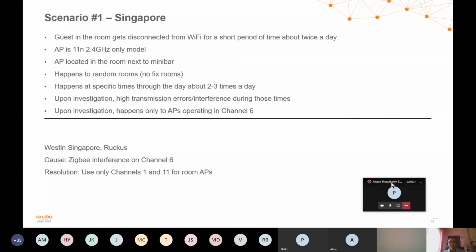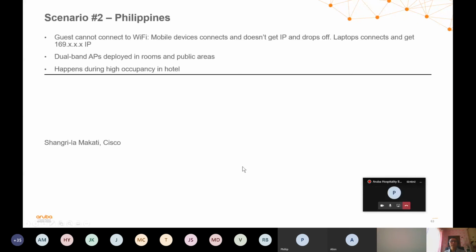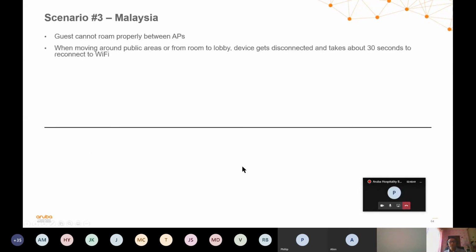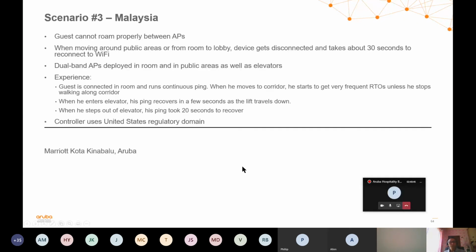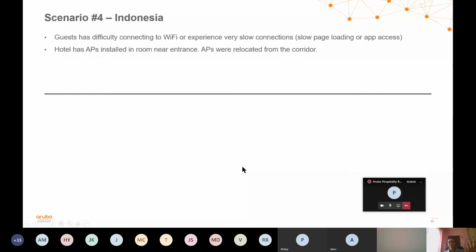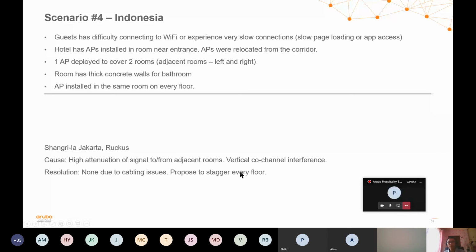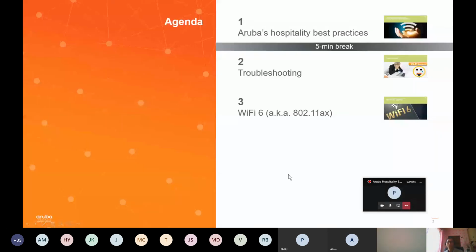So this is just an example, and there are a few others that I have in here, but I'm not going to go through them all. There's Philippines, Malaysia, and Indonesia. So when you get the deck, just go through them, and think about it yourself, how you would troubleshoot it given the information that you have from the hotel.